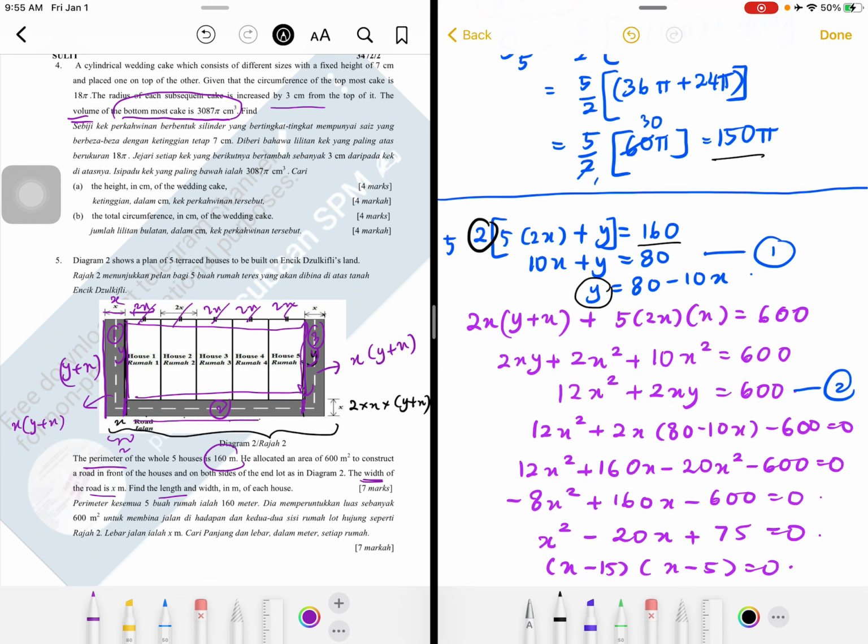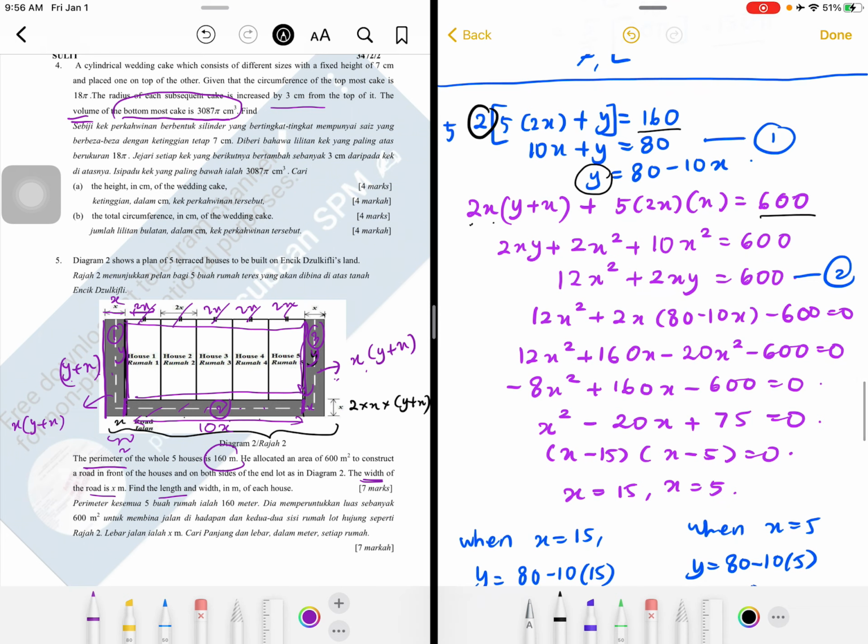So I know that the width tadi total semua adalah berapa tu? 10x kan, darabkan dengan x. 10x darab dengan x. So macam I buat tadi. So 2 ni sebab both sides kan, both area kan. So 2 darab x tambah y darab y tambah x, tambah dengan yang bahagian sebelah sini nombor 2, iaitu 5 darab 2x darab x. So equal it with 600. So kamu dapat ini. So ini to be simplified. Okay, yang ini yang simplify.